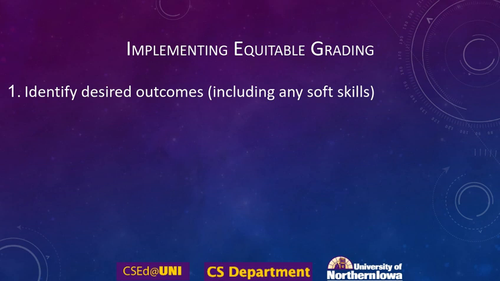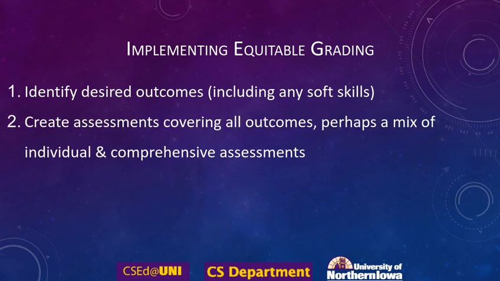Once I've identified what it is that I want them to do, I need to identify what they need to do to convince me they can do it. That is, I need to create those assessments. They might be individual, like individual quizzes. They might be something like a bigger project that everybody does at the end. I know what I want the students to be able to do, the outcomes. Now I need to design things that they can do to convince me they know how to do those.